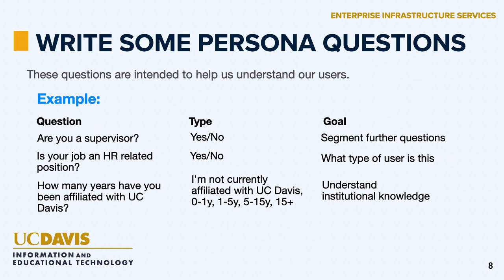I like to focus on a section of the survey that works on persona questions. So just figuring out who your users are, because sometimes your users aren't who you think they are, you know what I mean? So, are you a student, faculty, or staff? Are you a supervisor? Is your job related to X? How many years have you been with the UC? The institutional knowledge will tell you something about your user base for sure. I know that was important in this one. It was like, people that have been here for 30 years don't care whether there's a website or not. They just know who to email, you know?